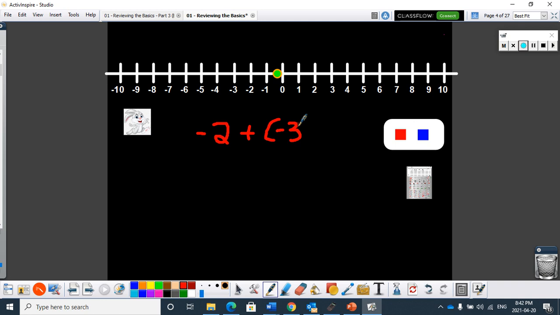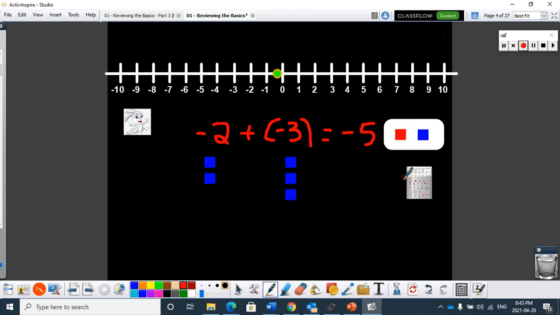And again I argue, with the tiles, this is really, really easy to represent. That is, negative 2 means 2 negative tiles, or 2 electrons for you science people. And then I'm adding on to that 3 more negative tiles. And what do I get? I just count them up. I've got 2 negative tiles and 3 negative tiles. And the answer is negative 5, because I've got 5 negative tiles. That's really straightforward with the tiles.